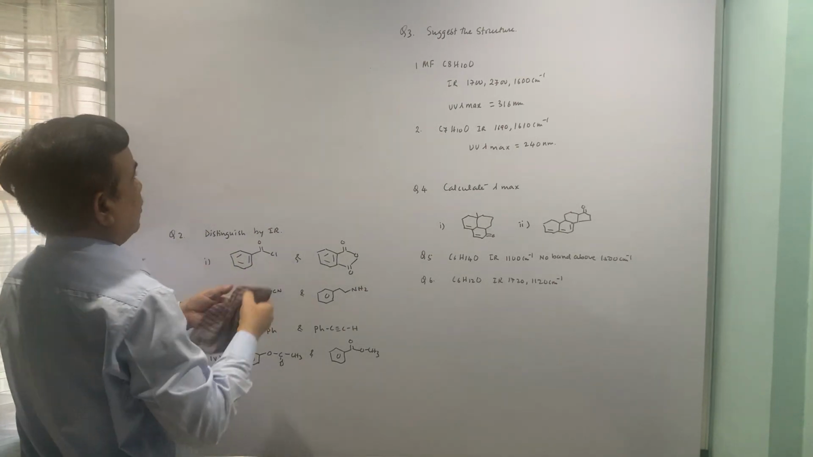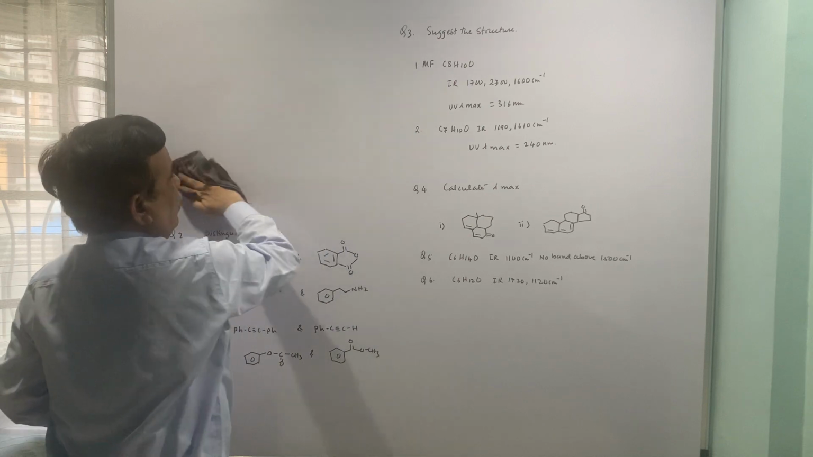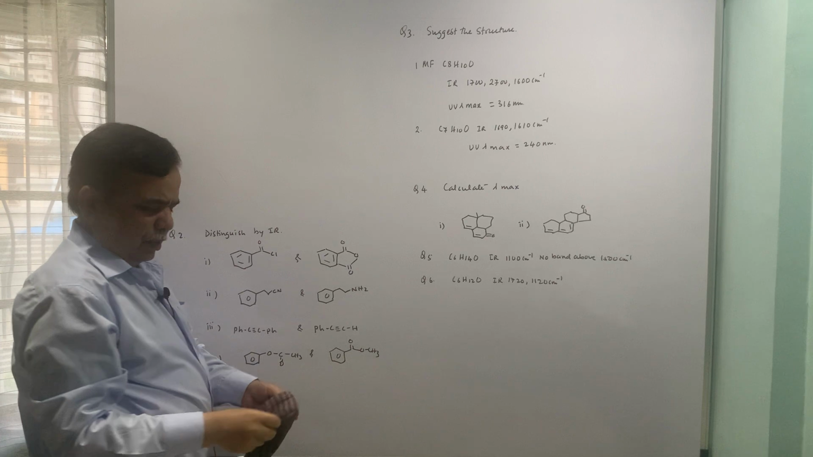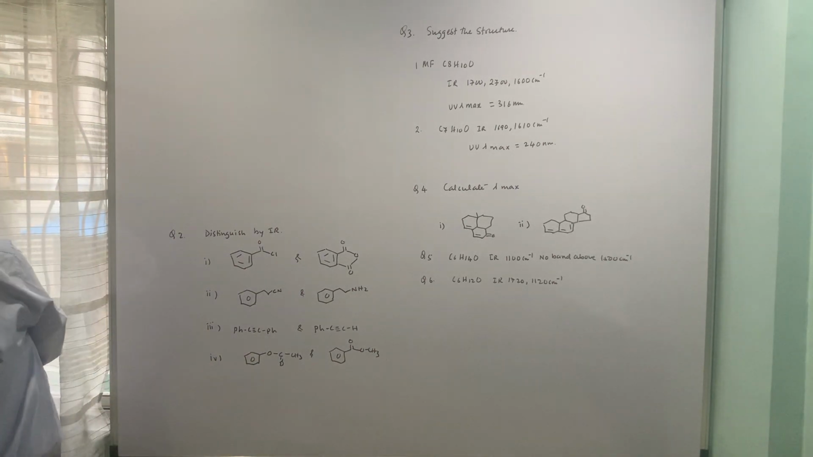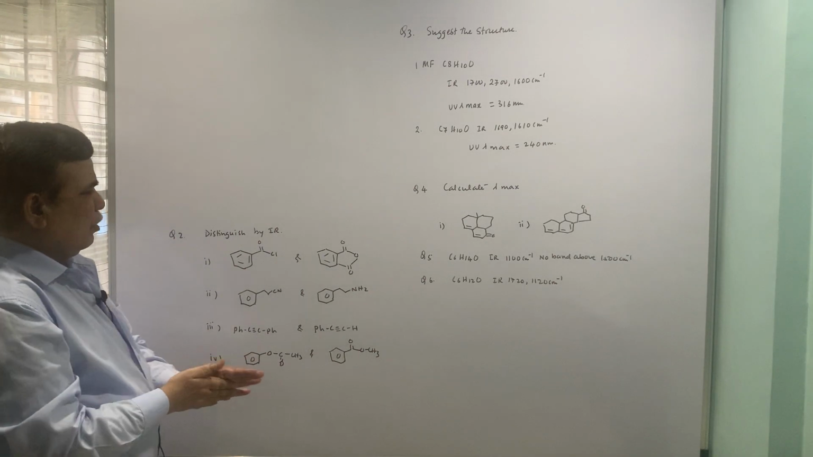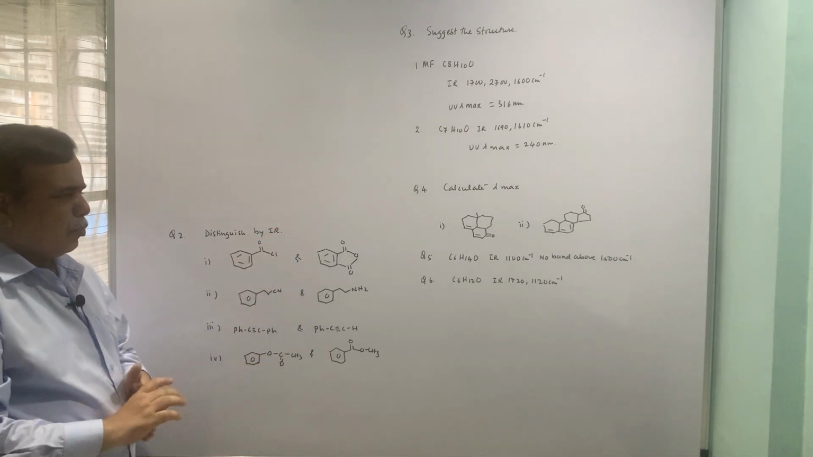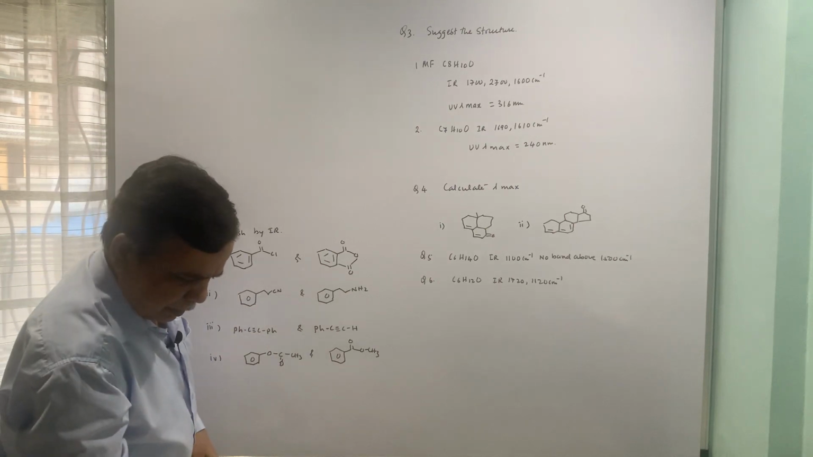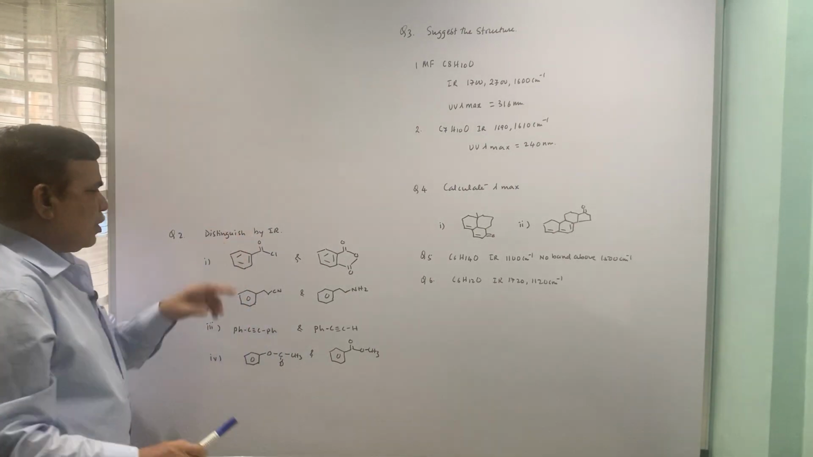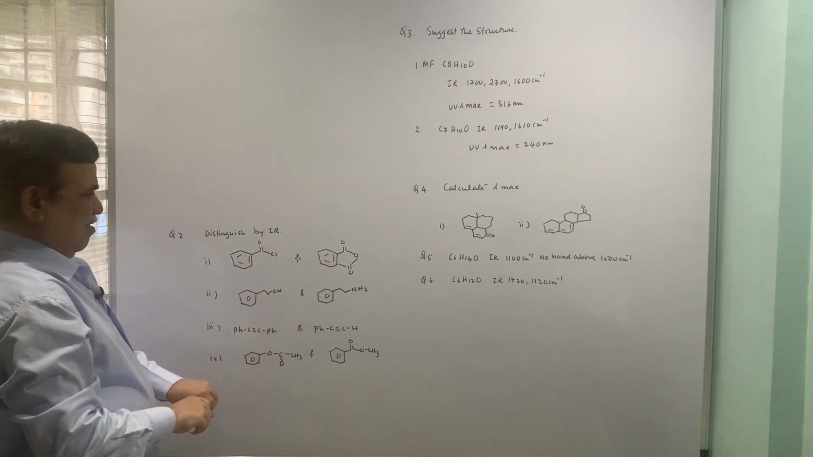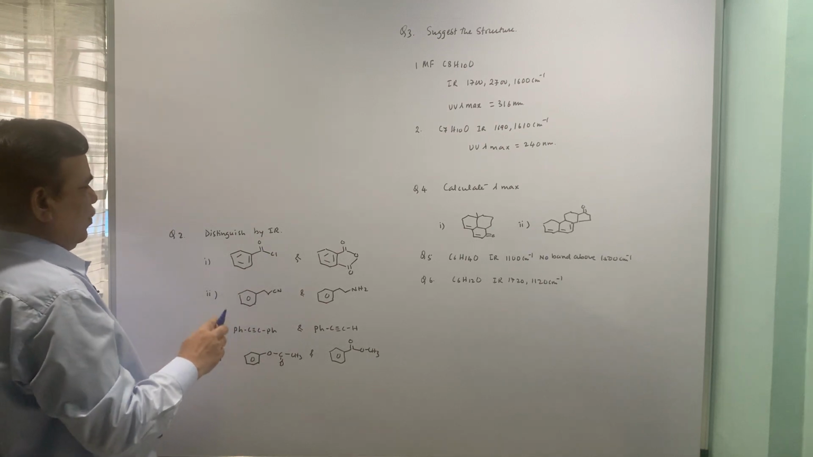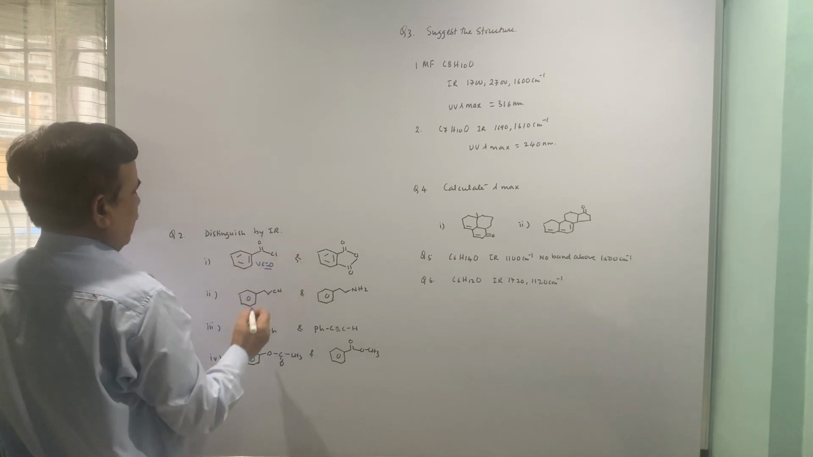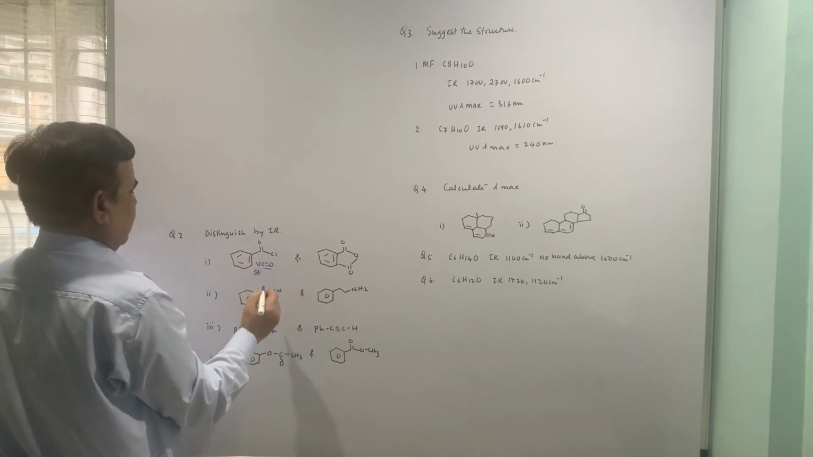Now the second question: distinguish the following pairs by IR spectroscopy. Here IR data is important, and I am going to put the values with this. Acid chloride, we are interested in carbonyl stretching frequency.